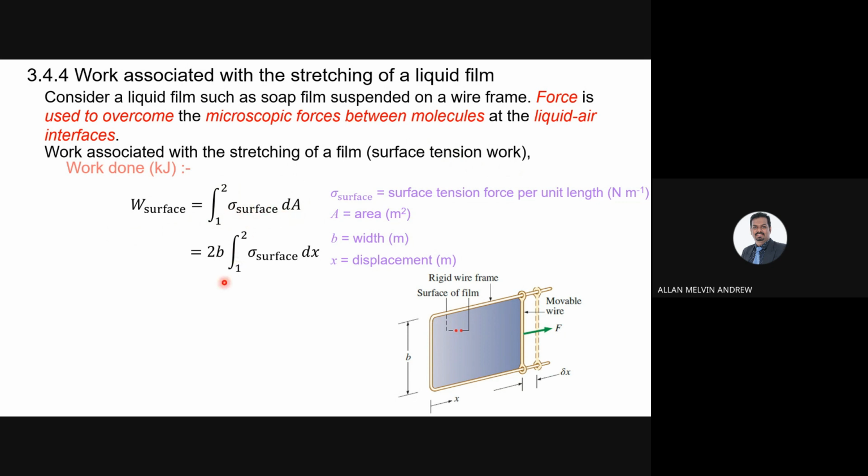Okay, consider this as a square with width b, so you have 2b. The formula that you can use is 2b times the change in x. So you can cover this. You're covering two surfaces because it has one side and the other side, so you multiply by b and by 2.